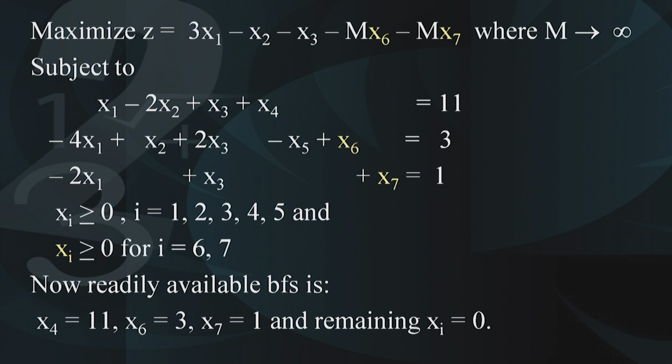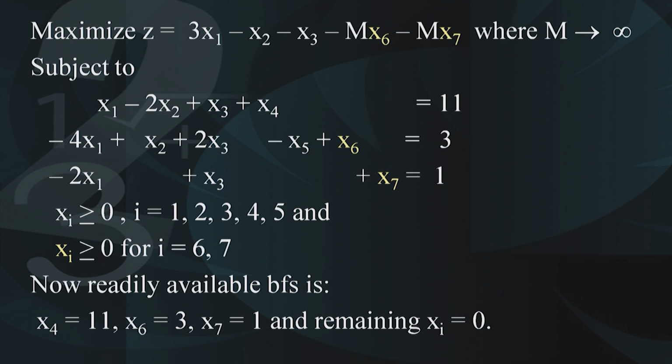But we do not want x6 and x7. Therefore, in order to reduce them to 0, we will need to make some modifications in the objective function. And what are those modifications? We will multiply these artificial variables with a very large quantity with a negative sign, and since we are going to maximize the objective function, therefore, they will be pulled to 0. That is the reason why we need to add two terms, minus m x6 and minus m x7, into the objective function.